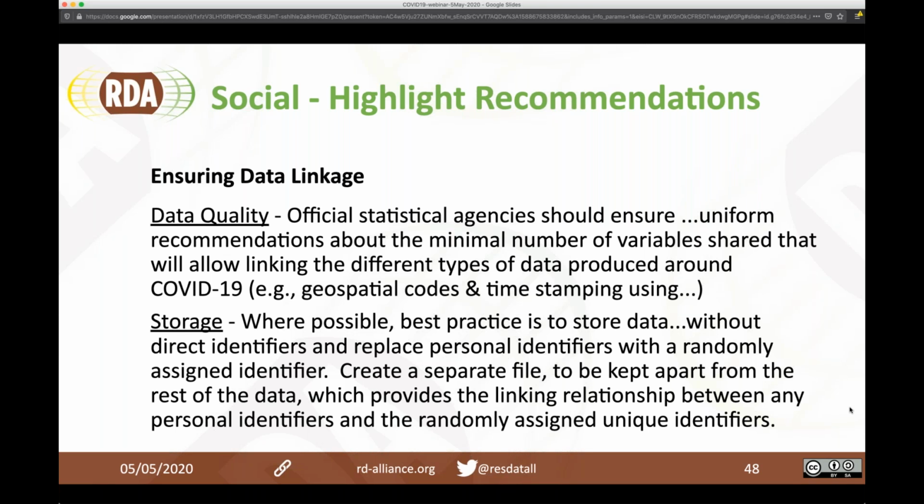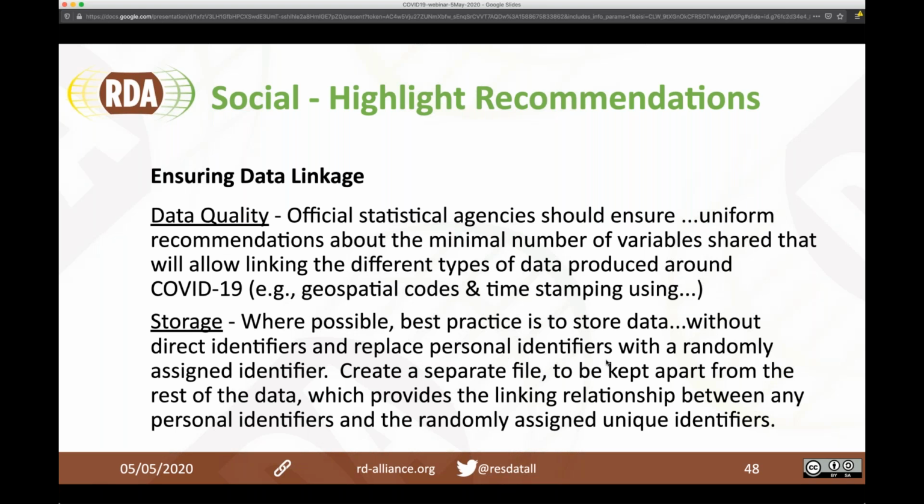And so making sure that those minimal things are available. And then the second, for all researchers who are collecting data, where possible, the best practice we understand is, of course, to store data without direct identifiers. So that's commonplace in the social sciences.